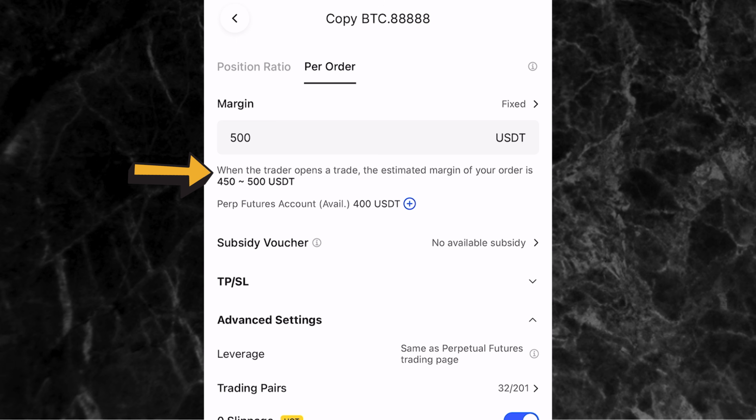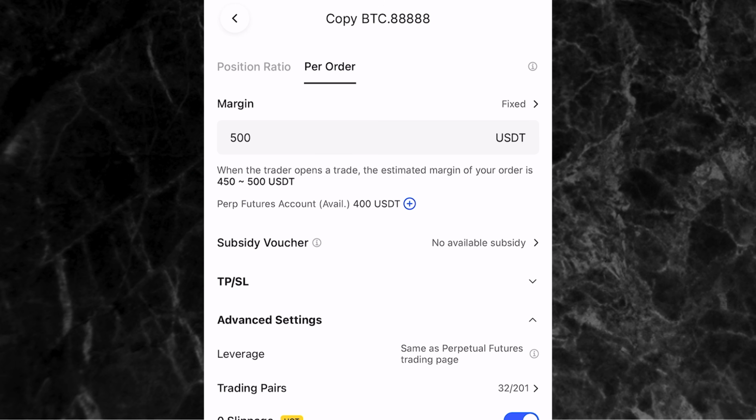And you can see it right here where it says, when the trader opens a trade, the estimated margin of your order is $450 to 500 USDT. So that's what it means when you are picking per order right here. So I hope you get the difference between these two. Now, for the sake of this video, I'll be using per order, which means I'll be entering the fixed amount of money I want to use to copy each trade.